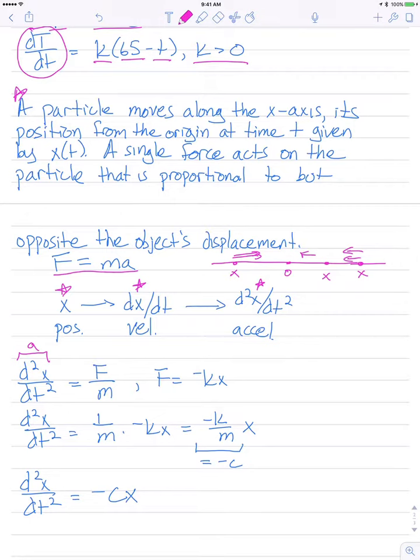Like so. Now we have to actually use our information about what the force is. We're told that the force is proportional to, but opposite, the object's displacement. So proportional to the displacement would mean kx. Opposite to means minus kx, where k is a positive constant. So the force is minus kx. Putting that all together, we get d squared x/dt squared equals 1 over m times minus kx. I'm going to define k over m to be a new constant, so we can write d squared x/dt squared equals minus cx, where c is now defined as k over m. And by the way, you don't have to be a physicist, this is just a side comment: this is the situation that sometimes happens with a simple spring. This is actually known as Hooke's law when you study springs in physics.